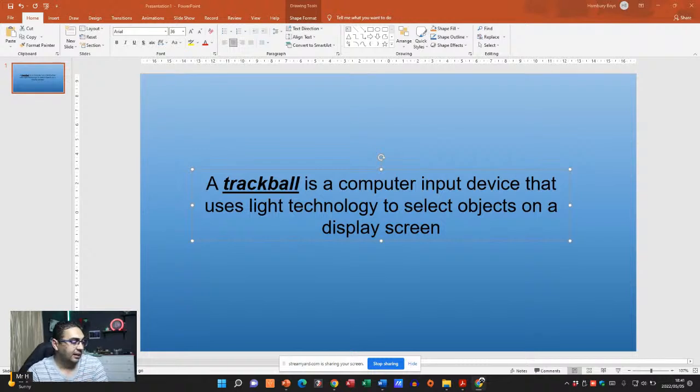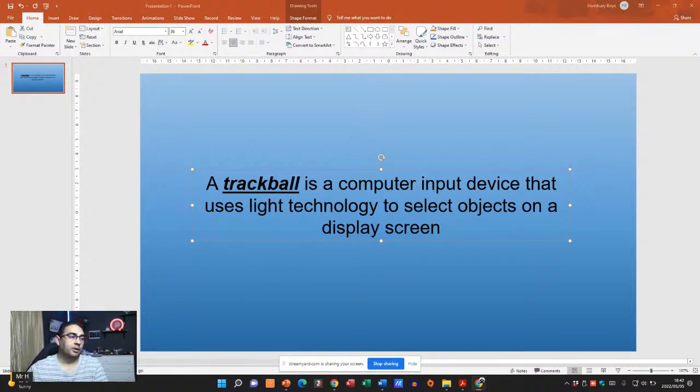It says a trackball is a computer input device that uses light technology to select objects on a display screen. Okay, so now we need to think about this. If it's true, we leave it as is. If it's false, we need to change the underlined word. So what is the underlined word? It's trackball.